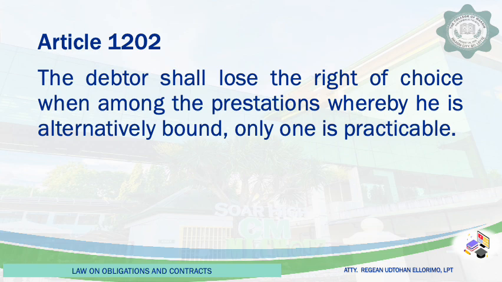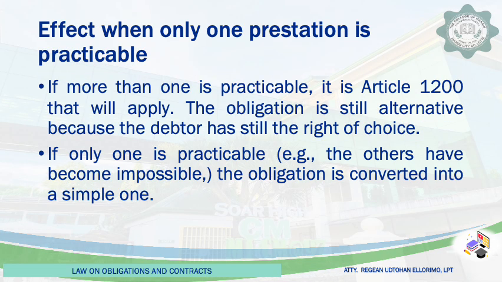Now, the right of choice disappears when only one option is left. The obligation then becomes fixed and simple, referring solely to the remaining prestation. In short, class, when all but one of the prestations become impossible, the debtor's right to choose ends. So, dili na siya pwede mo pili. The remaining practicable prestation becomes the only obligation. So, this is the effect when only one prestation is practicable.